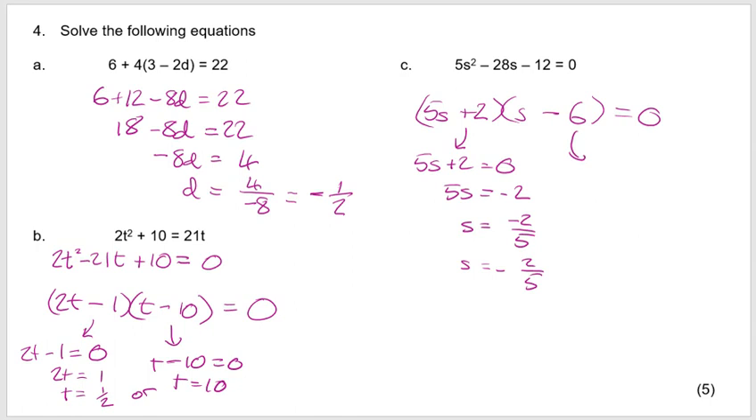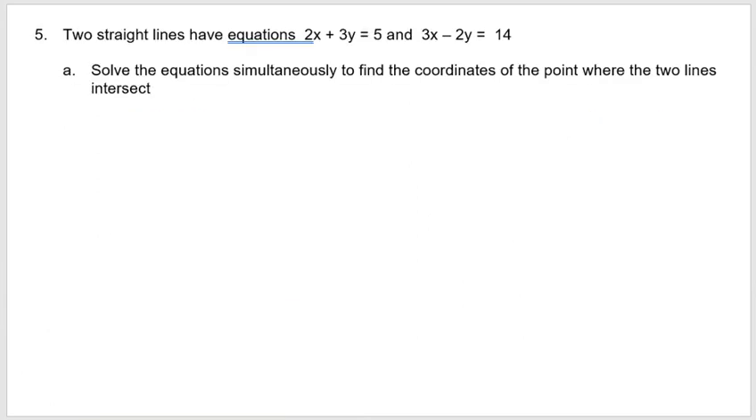And second bracket, nice and easy. We've just revealed that s is equal to 6. So two options. Either s is equal to -2/5 or s is equal to 6. Question 5. Two straight lines have equations given as above. Solve the equation simultaneously to find the coordinates of the point where the two lines intersect.